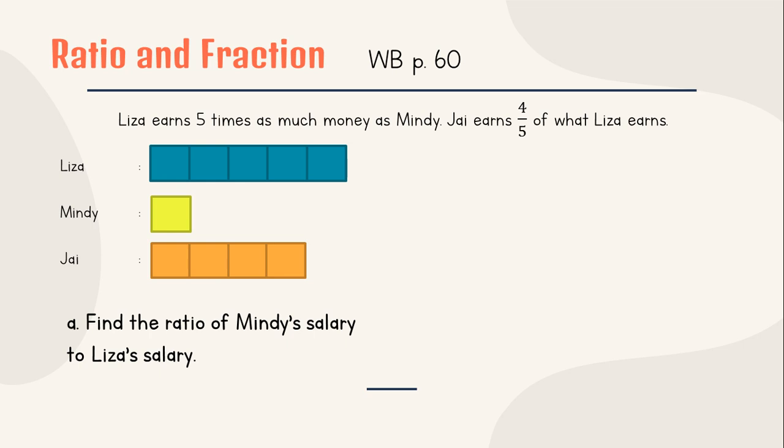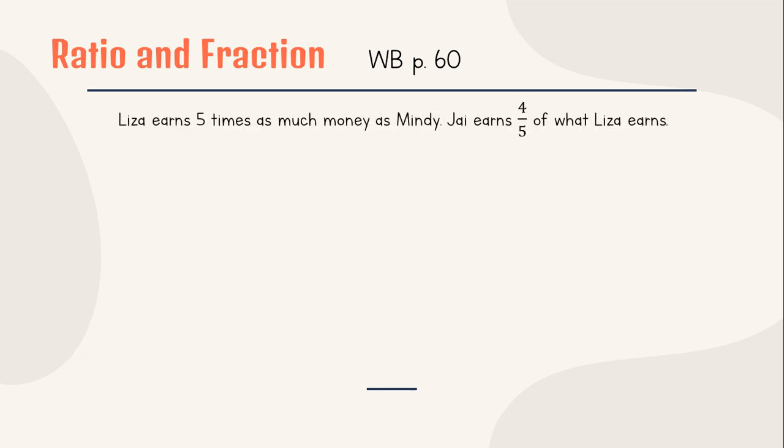And then point A, find the ratio of Mindy's salary to Lisa's salary. We know that Mindy has 1 and then Lisa has 5. So it will be 1 to 5. Kinda easy. Go to the B.